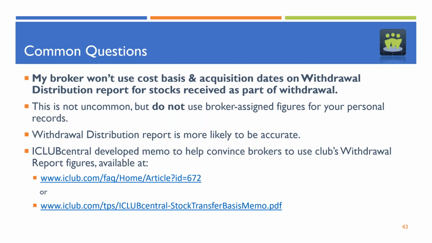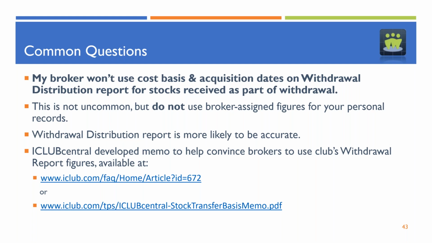You can see we devised a memo to help convince brokers to use what's on the withdrawal distribution report. And here are the web pages on the ICLUBcentral website where you can get that memo. It does cite the tax law and tells the broker that yes, this is to be treated as property, and that the figures use the tax code to compute the cost basis to the member that's reported on the withdrawal distribution report.